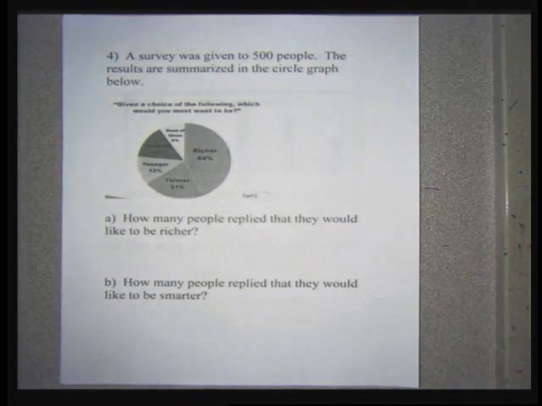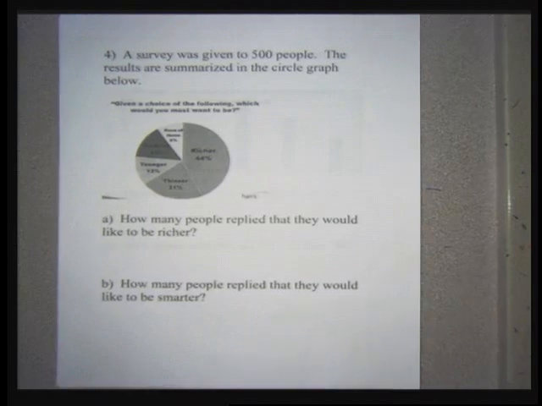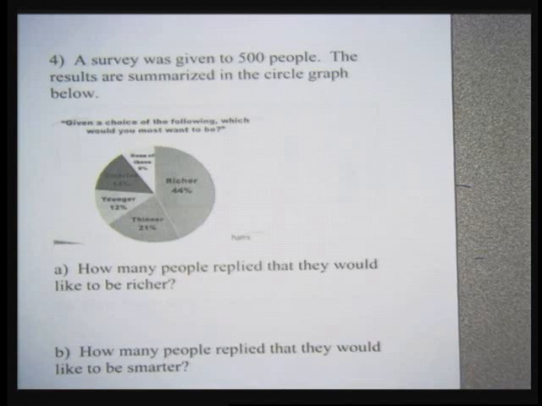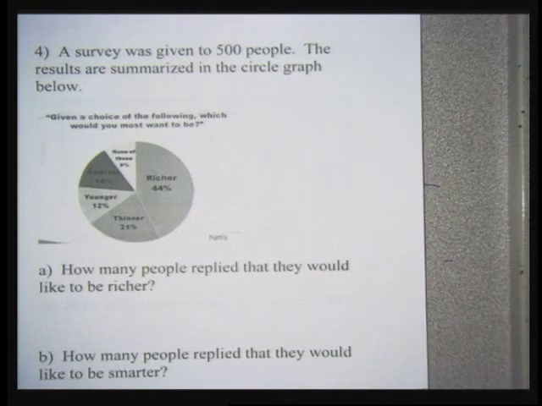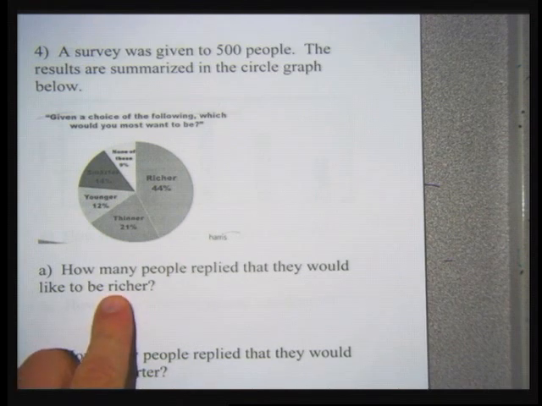Four wants me to take this pie graph, which you may not be able to see so well if I don't blow it up, and answer questions. So this pie graph represents 500 people that were surveyed, and given the choice, would they like to be smarter, younger, thinner, richer, or none of these? That's kind of a fun survey anyways. And how many of the 500 people replied they'd like to be richer?